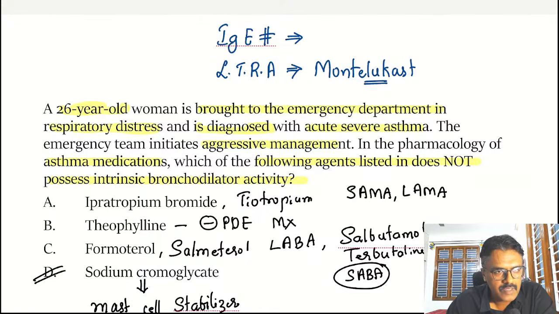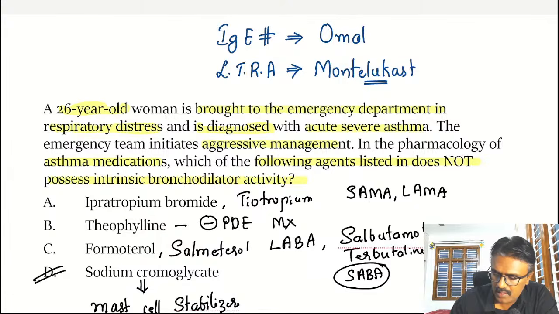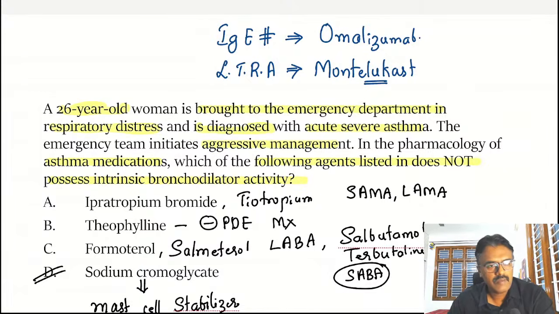What is the name which is an IgE blocker? Yes, Jovita, you're right. The IgE blocker is omalizumab. Yes, very good. Most of you are telling that correctly. So please understand, IgE blocker, Montelukast, sodium cromoglycate, all are for prophylaxis of asthma and they are not bronchodilators.